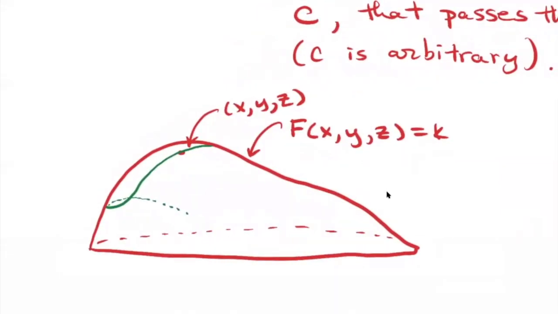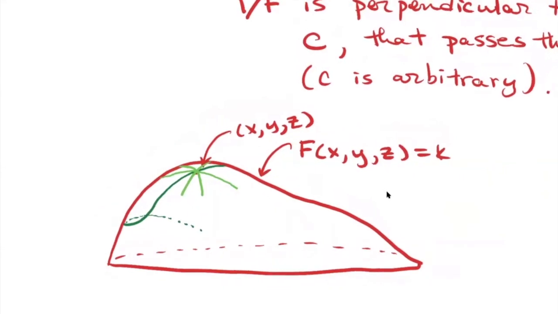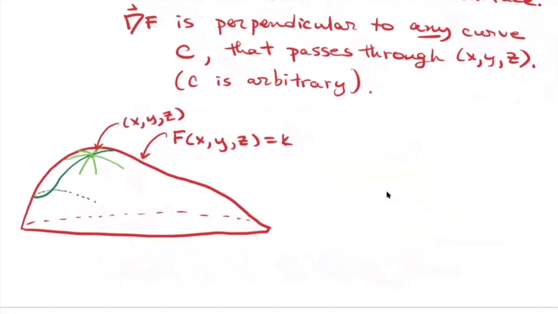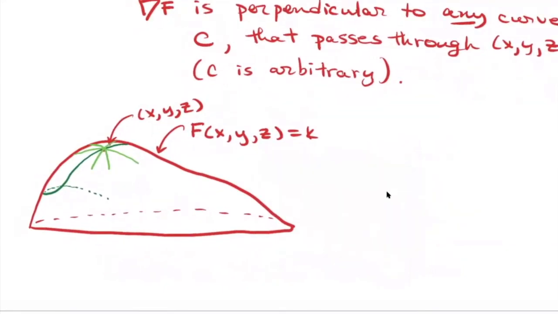Okay, so what we're saying here is that the gradient is perpendicular to every curve through this point that's contained in the surface. If the gradient is perpendicular to every curve in the surface, it has to be perpendicular to the surface itself. So let's make that note here.